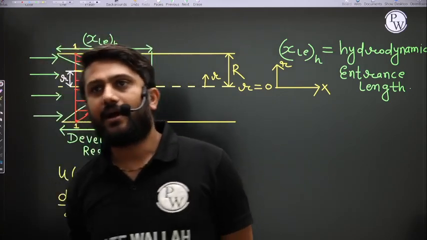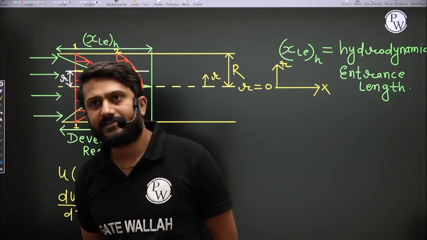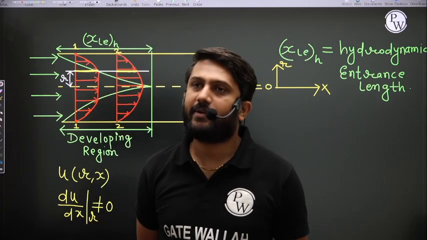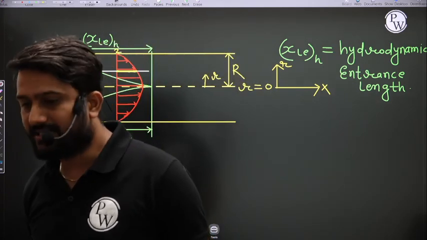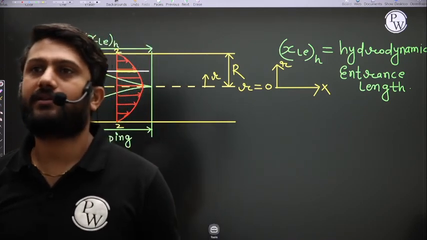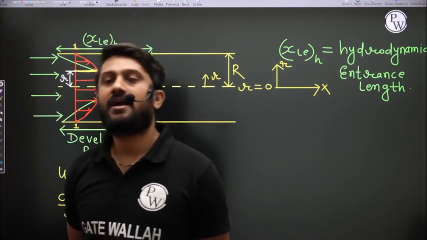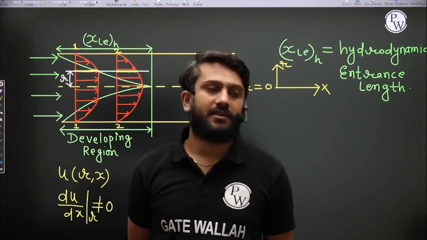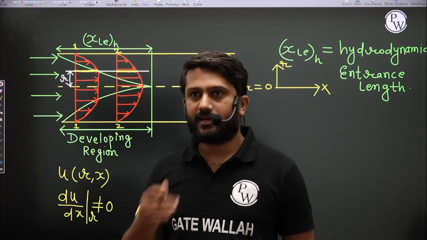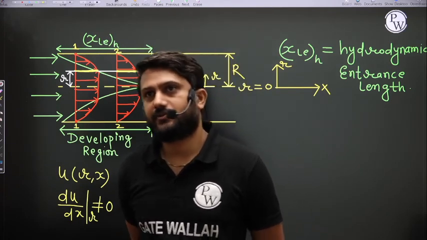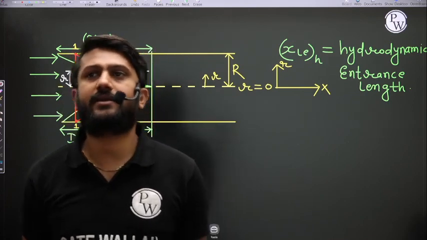At a particular r, u is a function of x, that means du by dx at a particular r is not equal to 0. This is the story of the developing region, the hydrodynamically developing region, because in future we will discuss the thermal developing region also, right?